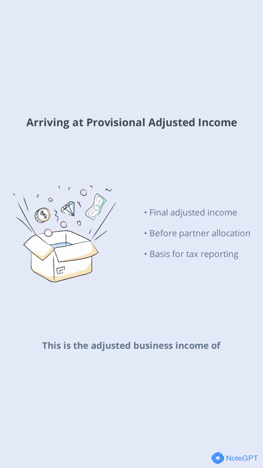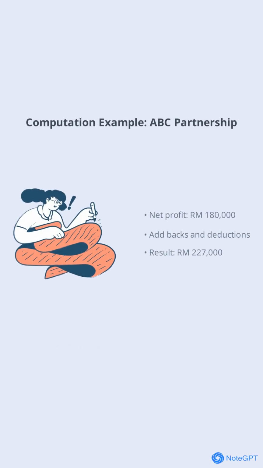This is the adjusted business income of the partnership before any allocation to partners. It's the key figure used for further income division and tax reporting. See how this works in practice.